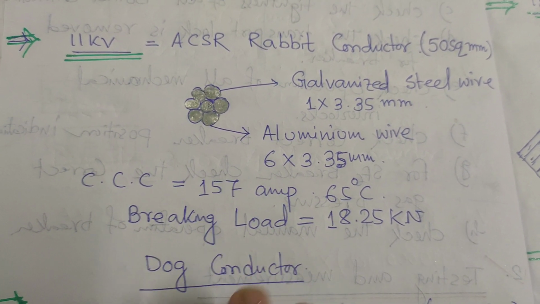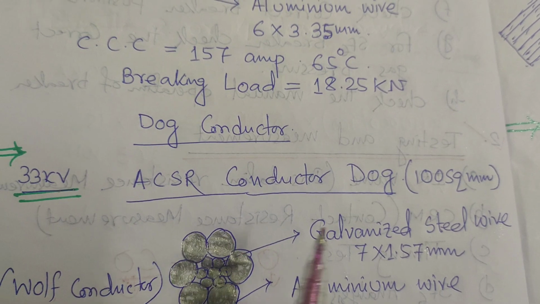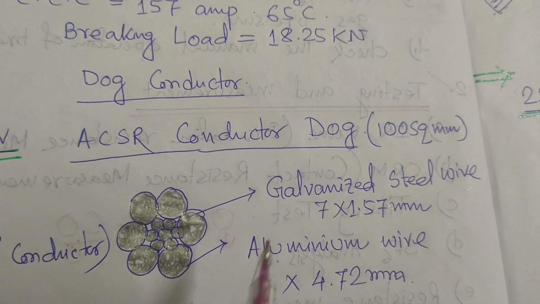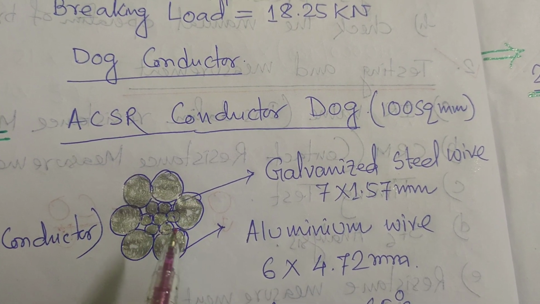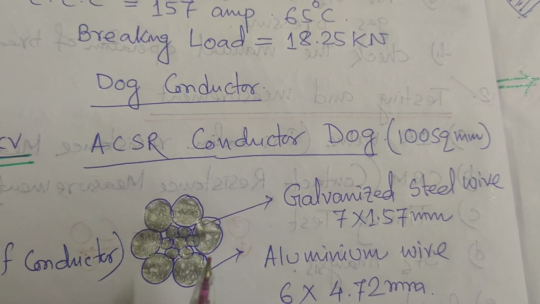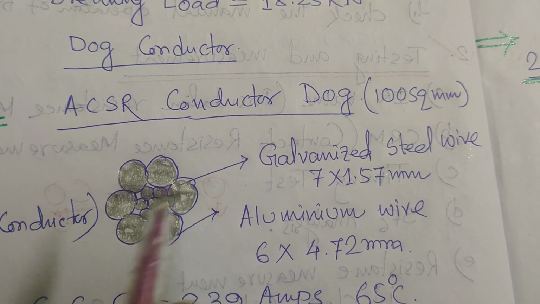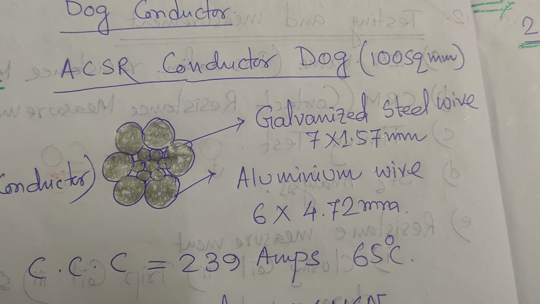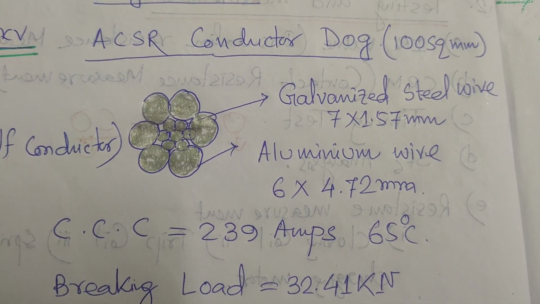11 kV transmitting or 11 kV distributing purpose. For the 33 kV line we are using ACSR dog conductor, that is 100 square mm, and the conductor strands are 7 inside: galvanized steel wire 7 into 1.57 mm, and 6 aluminum conductors, 6 into 4.72 mm. Current carrying capacity is 239 ampere at 65 degrees Celsius, and breaking load is 32.41 kilo Newton.